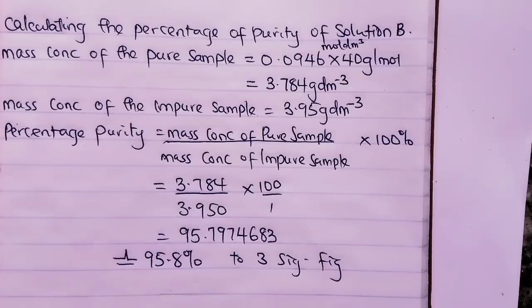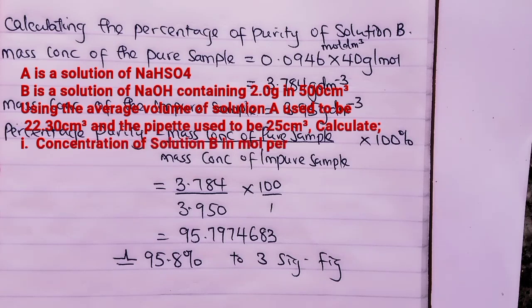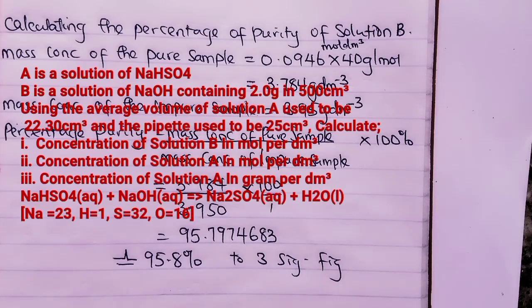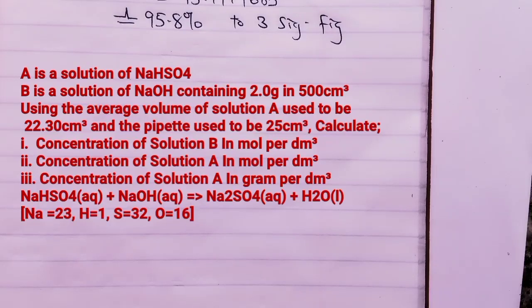A is a solution of sodium hydrogen tetraoxosulfate 6. B is a solution containing 2.0 gram of sodium hydroxide in 500 centimeter cube. We are still making use of the average volume to be 22.30 centimeter cube. Then you are being asked to calculate the concentration of B in mole per dm cube, concentration of A in mole per dm cube, and concentration of A in gram per dm cube. And note that hydrogen is 1, oxygen is 16, sodium is 23, sulfur is 32, and the equation of the reaction is shown at the same time on the screen.